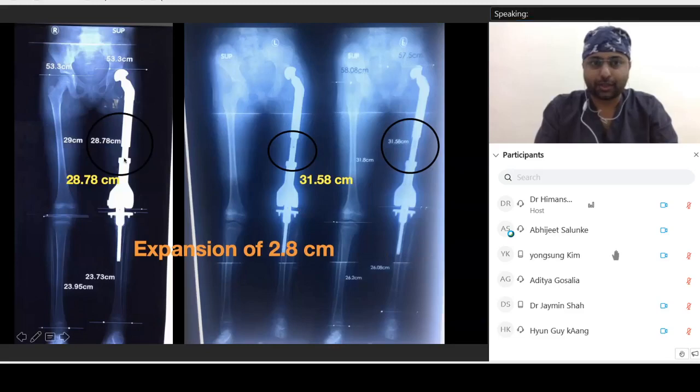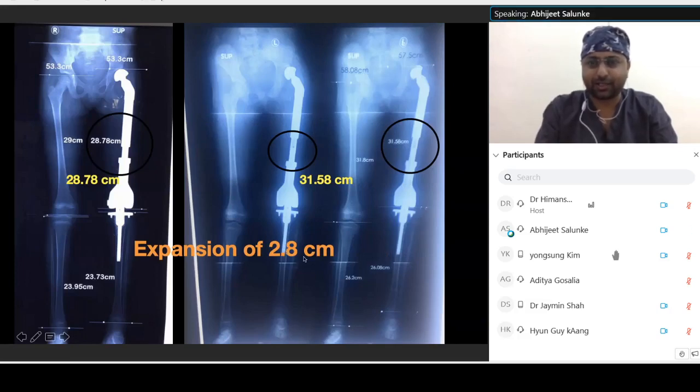So the opposite length limb is 29 centimeters. This is 28.78 centimeters. In future, we are expecting a small complication here. The femoral head may come out of this socket, very less likely. So we had prepared a long-sided femoral head for this patient. The tibia is smaller in size, so this may require some surgery in future.